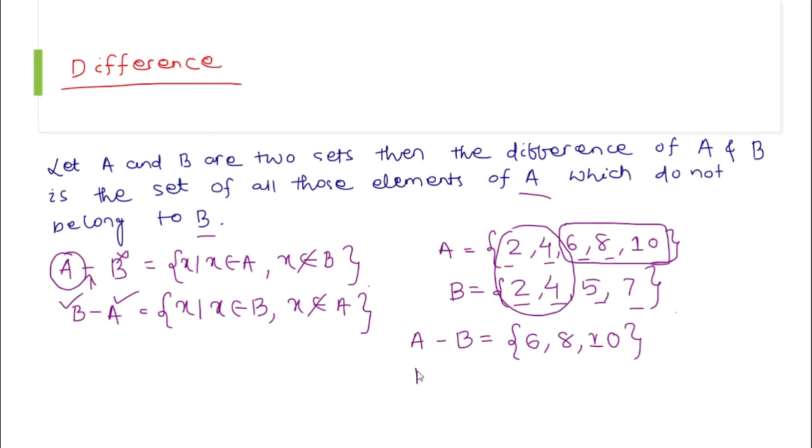But B minus A is a set where the elements are 5 and 7, because 5 and 7 are present in set B but not present in set A. Now we will see how the difference can be expressed in Venn diagram form. In Venn diagram form, we can represent the operation difference in two different ways. The first one is for A minus B and the second one is for B minus A.